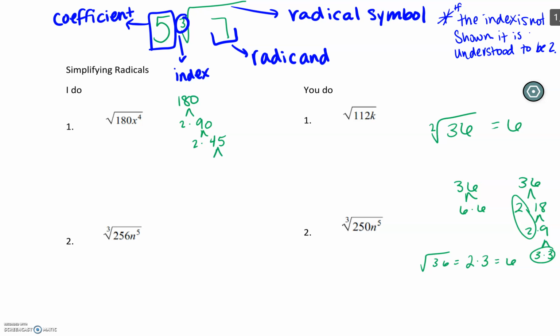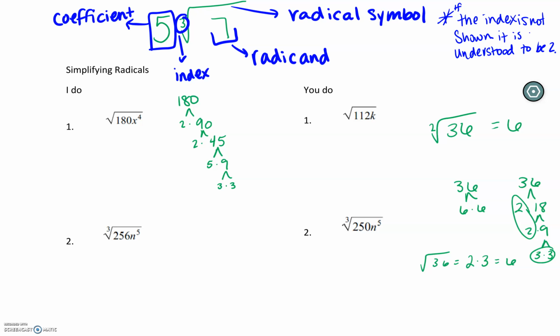I typically move up the line with the numbers I use. So I go 2 to 3 to 5. But since it ends in 5, I'm just going to jump to 5. So 5 times 9, and then 9 factors into 3 times 3. And then we can't factor any further. This is the prime factorization.